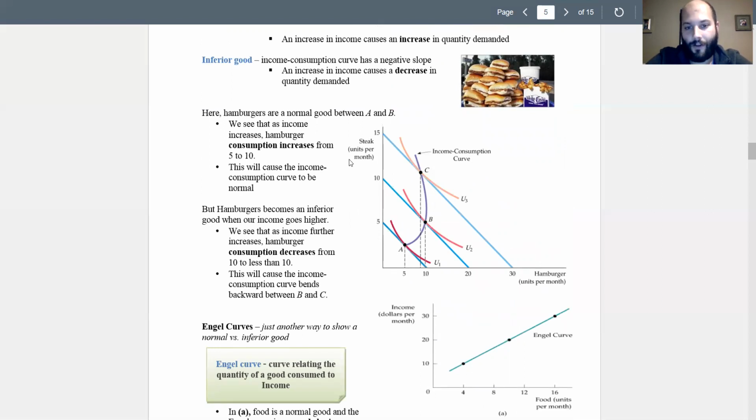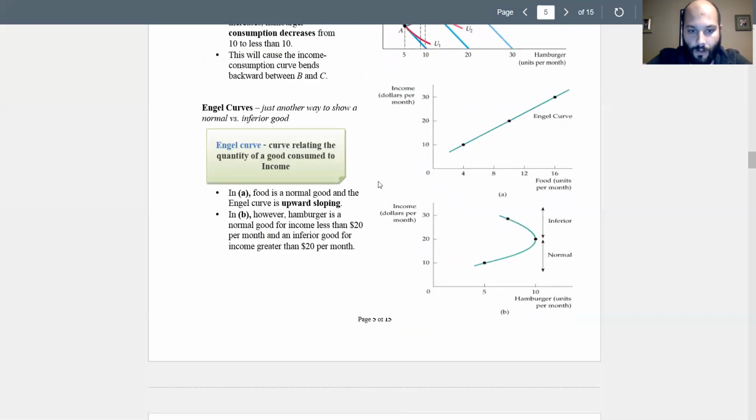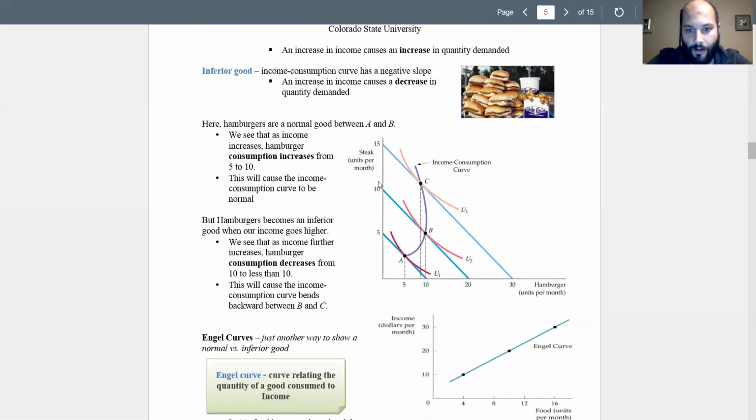We have a second good. Steaks here, I guess, are the superior good. As you get to higher levels of income, you substitute away from hamburgers and towards steaks in this particular example. Okay, so two ways of showing normal versus inferior goods.